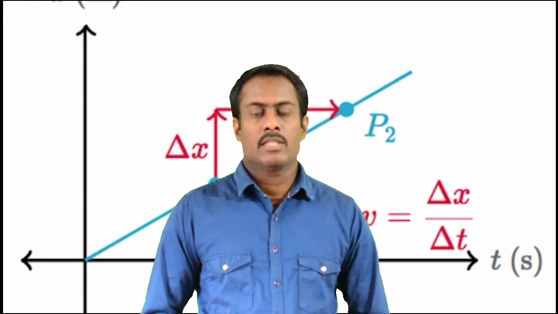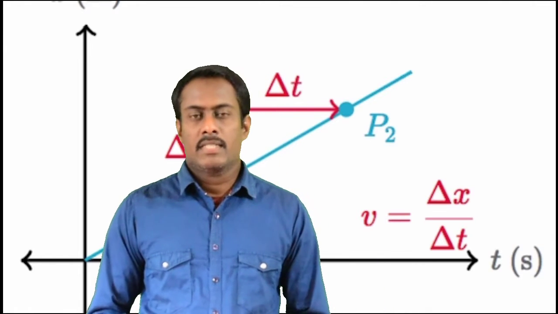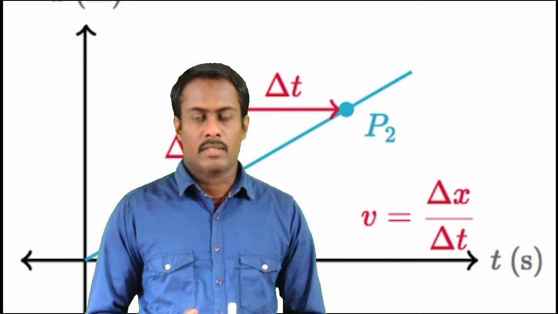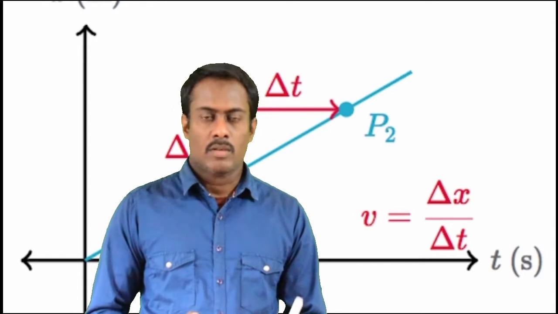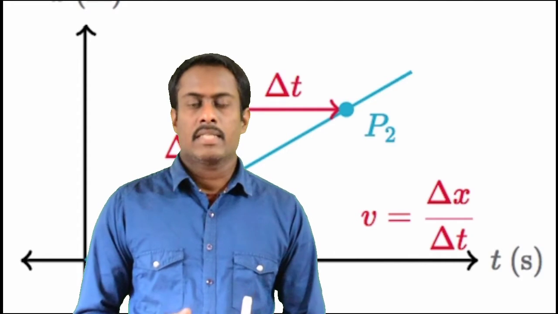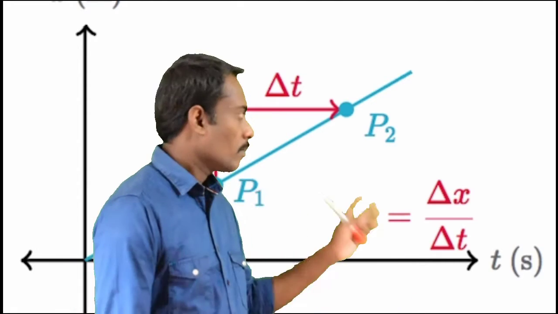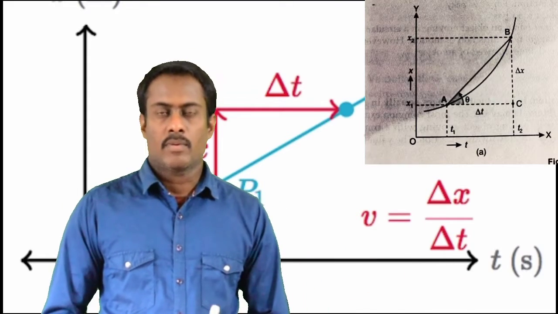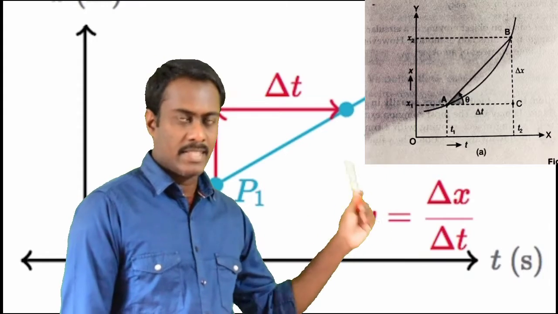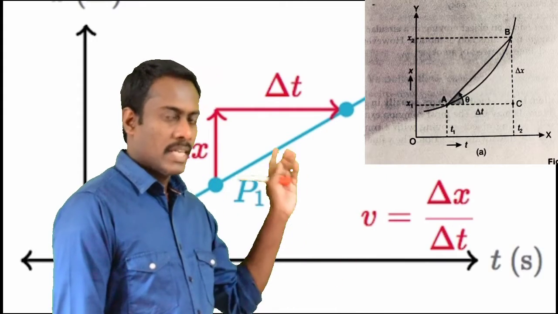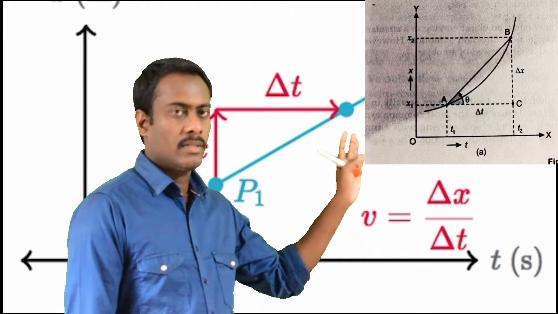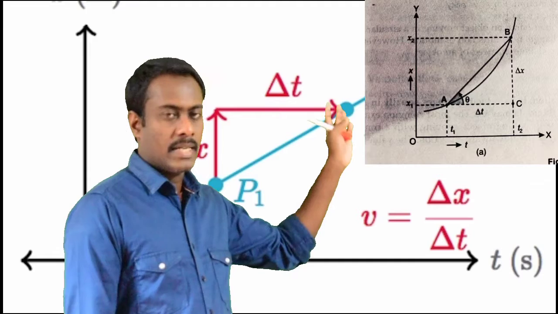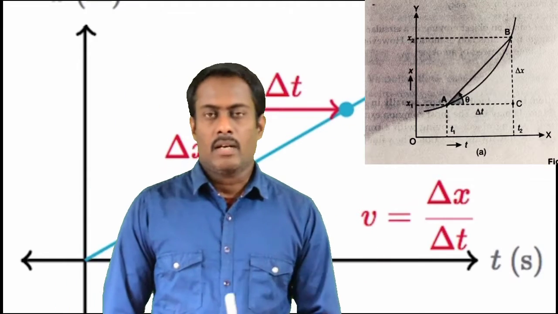Position time graph and velocity. By using a position time graph, we can easily calculate the velocity of a moving object, either with uniform velocity or non-uniform velocity. Let us see how the calculation is done with the help of a position time graph. The average velocity, we have already seen, is displacement divided by time, that is change in position divided by change in time, delta x divided by delta t.